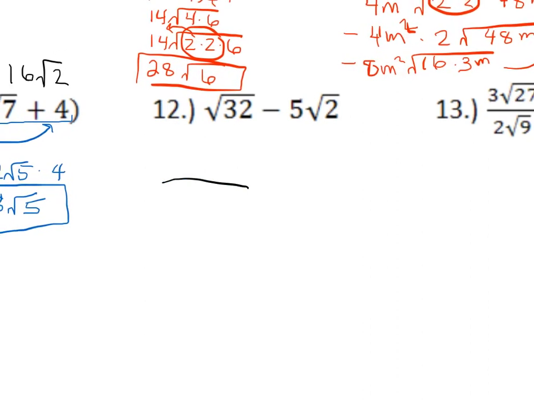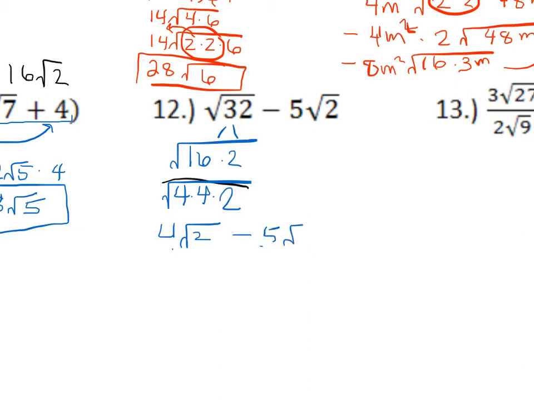On number 12, same process. Those don't have matching numbers. There's no distribution, so I wonder what I could do. Well, I know 32 is 16 times 2. 16 is 4 times 4. And then we have the 2. So that root 32 could be broken down to 4 root 2.